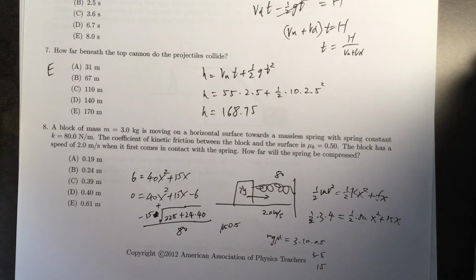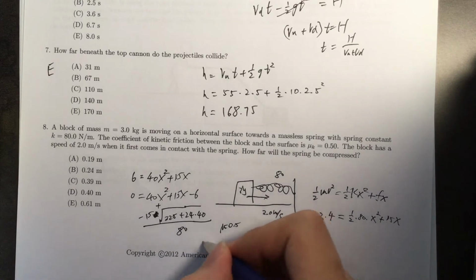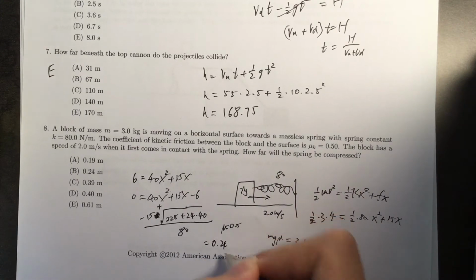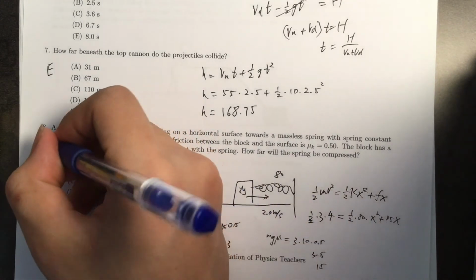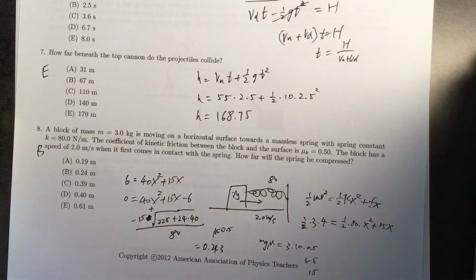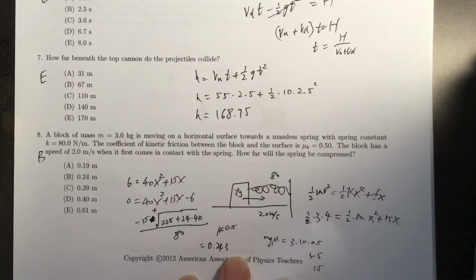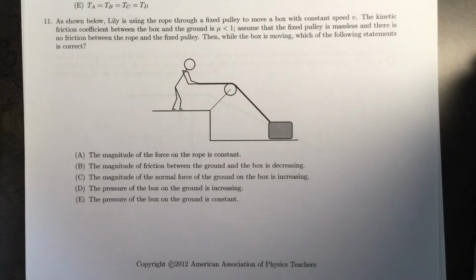So negative 15 plus the square root of 225 plus 24 times 40, and then all of that divided by 80. What is that equal to? 0.243. So we have 0.243, which is about B. B is the correct answer. Now let's look at the next one.